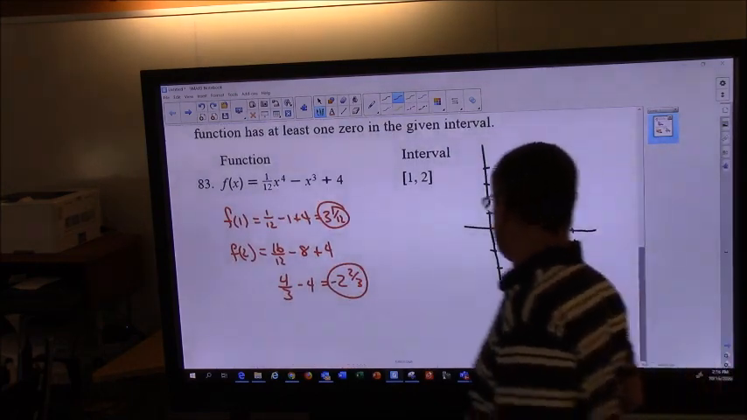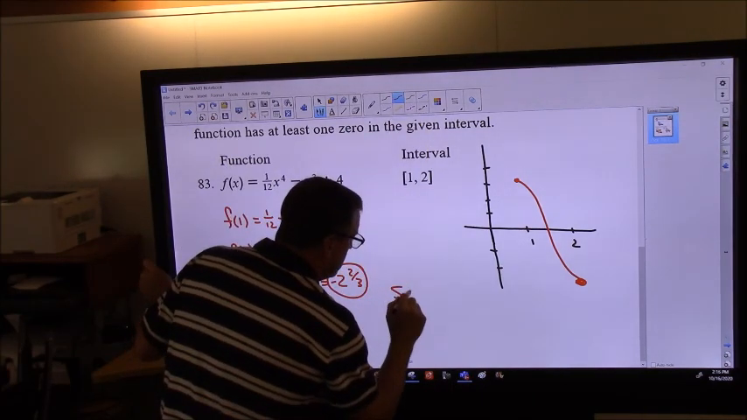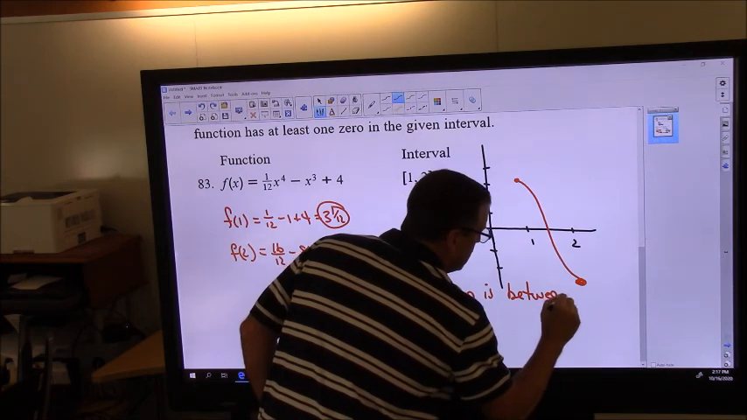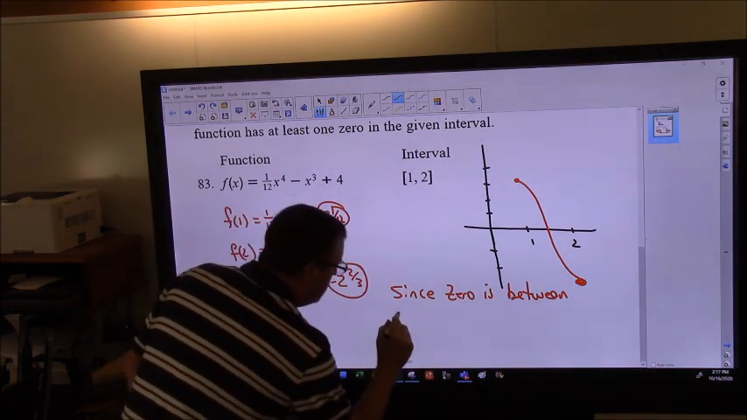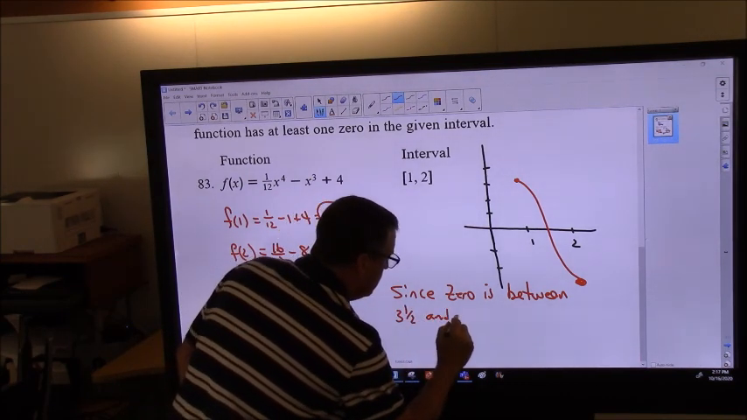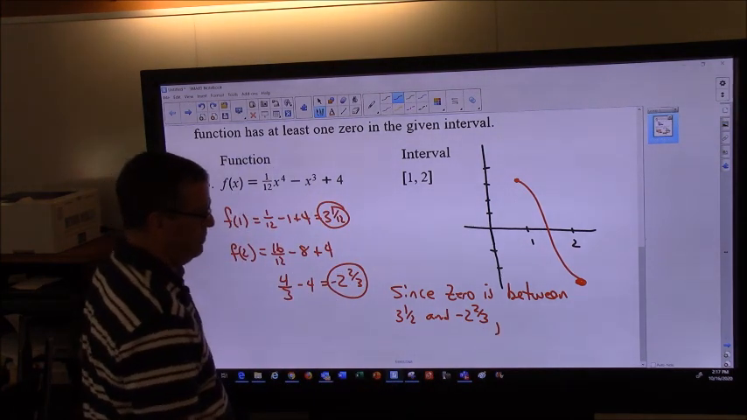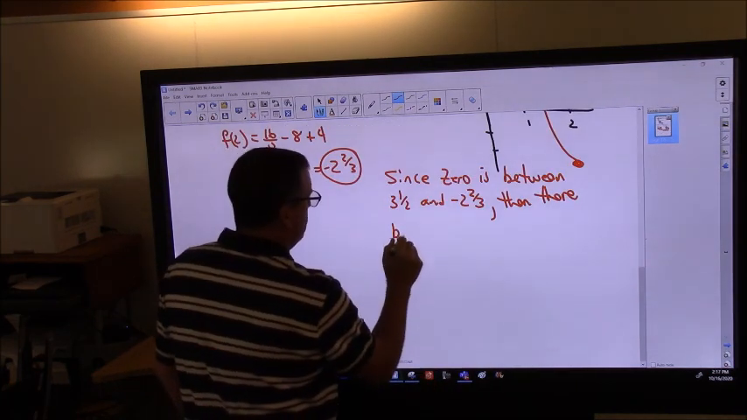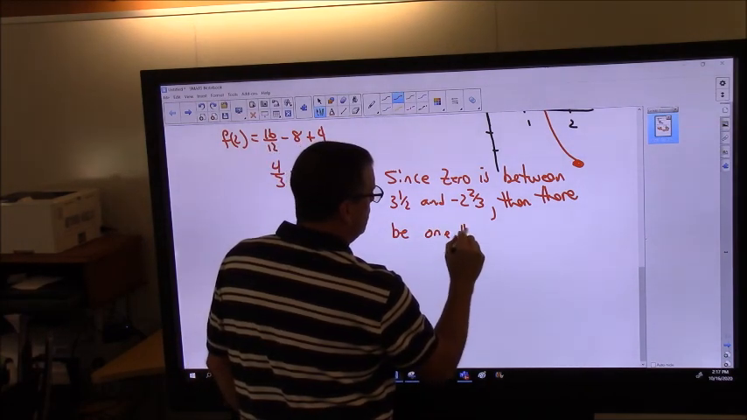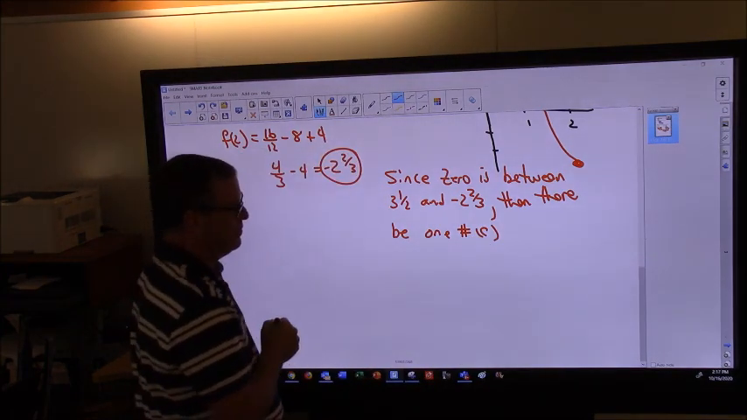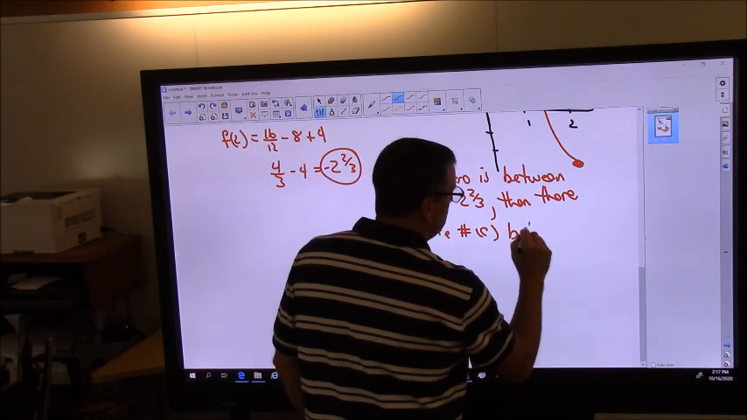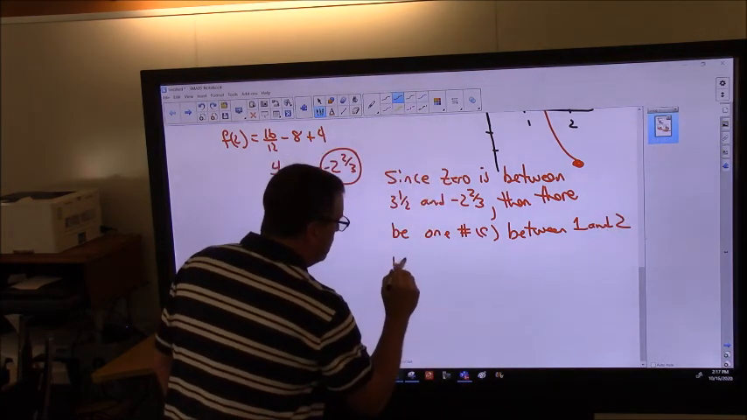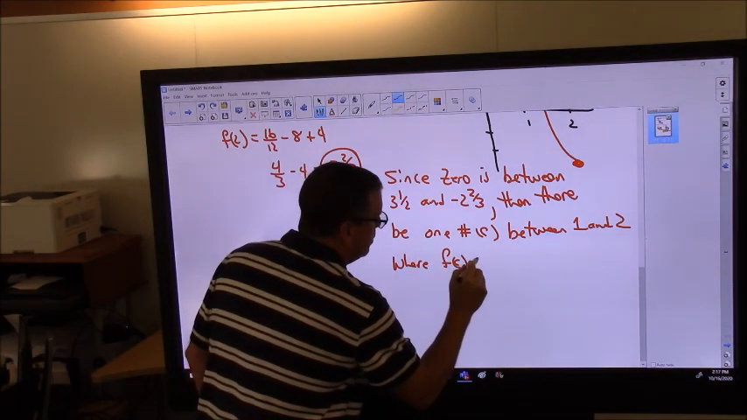So, since 0 is between these two y values, 3 and a 12th and negative 2 2/3, then there must be one number, which we're calling c, between 1 and 2, where f of c equals 0.